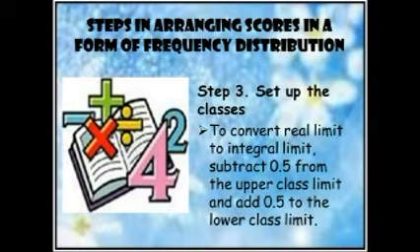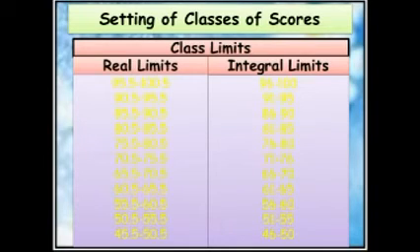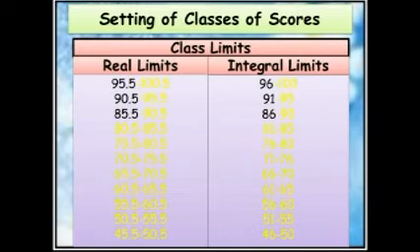To convert real limits to integral limits, subtract 0.5 from the upper class limit and add 0.5 to the lower class limit. Let's look at the table once again. To convert the real limits to integral limits on the left side, we must add 0.5. 95.5 plus 0.5 is 96. 90.5 plus 0.5 is 91. 85.5 plus 0.5 is 86, and so on.